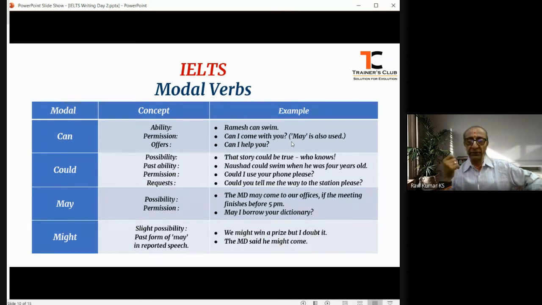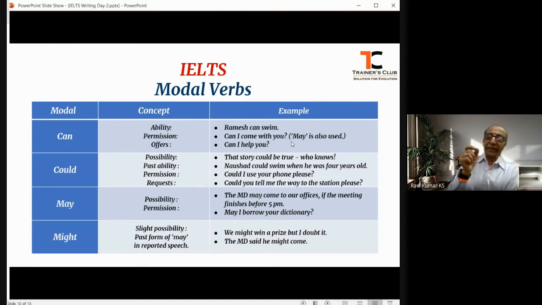Then the permissions. May I come in? May I borrow your dictionary? May I borrow rupees 500 from you? Making request. Then might. See the difference between may and might. May and could give the possibility of half chance, 50-50. But whereas might gives a very slight possibility, very little possibility. That means chances of not coming or not doing is more.